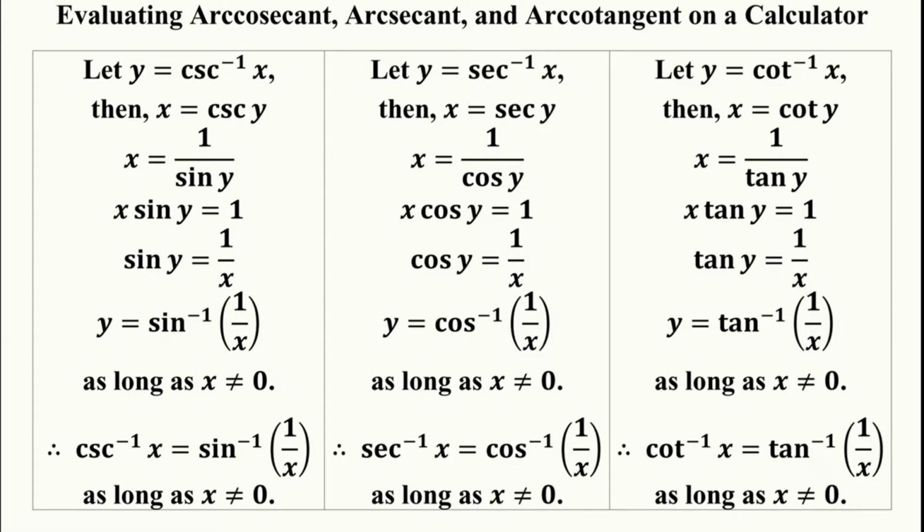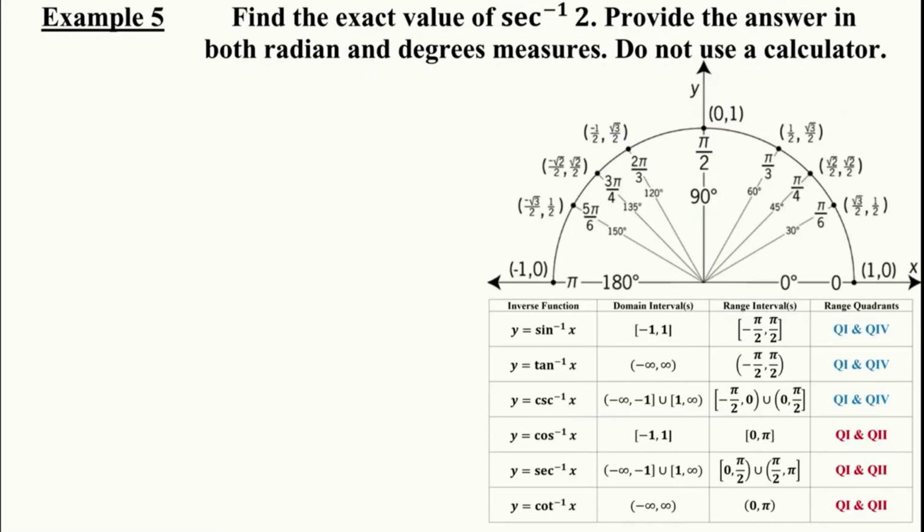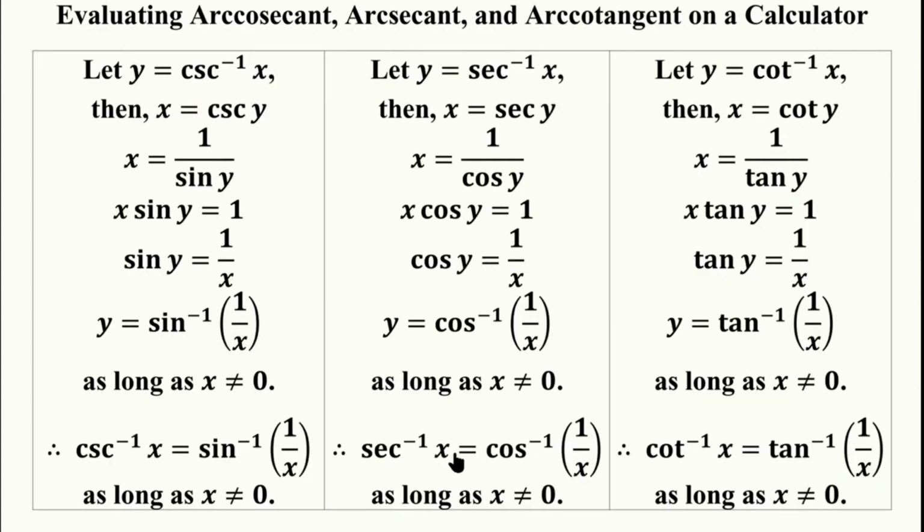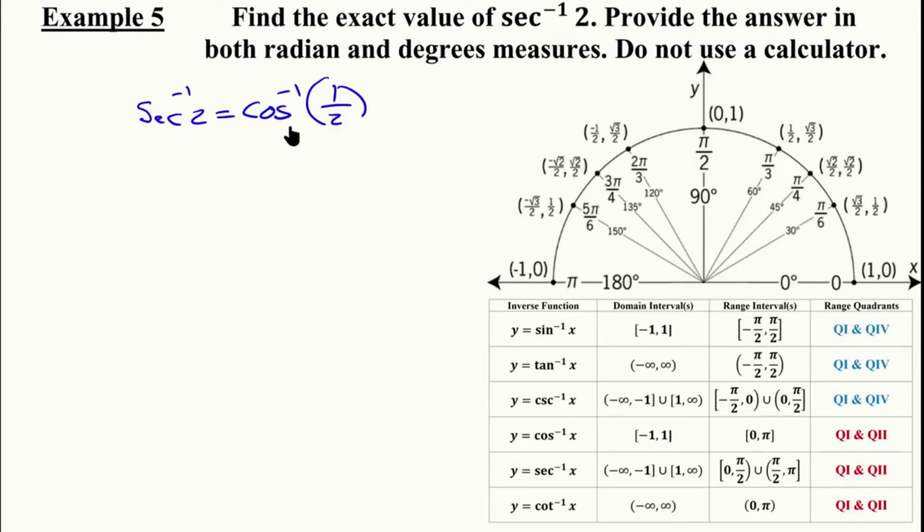So now we'll look at an inverse secant problem. Here we want to calculate the inverse secant of 2. So if we recall, we know that the inverse secant of 2 is the same as the inverse cosine of 1 over 2. Let's recall what we just did in the previous page. The inverse secant of a number is the same as the inverse cosine of its reciprocal. So this is safe as long as you do keep in mind that we are computing this quantity.